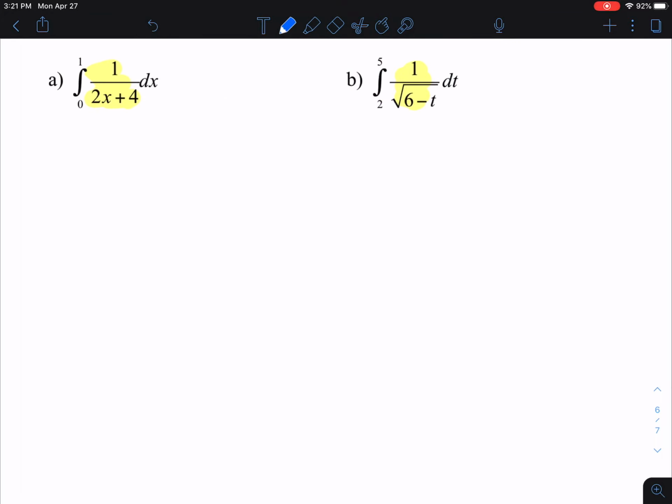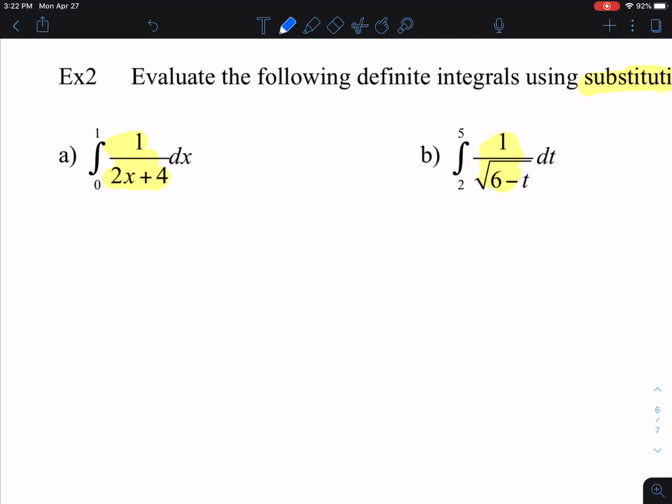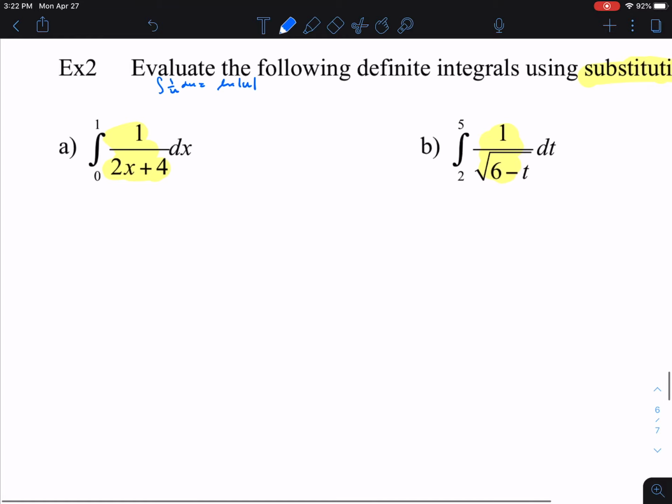All right. Part A, we're asked to find the definite integral from 0 to 1 of the function 1 over 2x plus 4. Now, we want to somehow get this integrand function into something like this, and then we can use the antiderivative rule for 1 over u or 1 over x there. So our goal is to get to that form. So we want to let u be the function 2x plus 4. Therefore, du is going to be 2 dx.